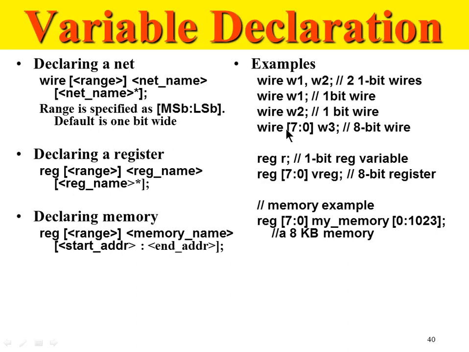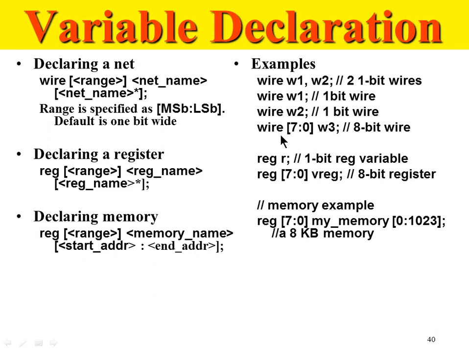If you say wire 7 down to 0, W3, it means W3 is an 8-bit wire. 7 down to 0 means 8 bits. 7 is the MSB, left hand side, 0 is the LSB, right hand side. This is an 8-bit wire. If you declare a register, how do you declare that? Reg R. R is a single bit register. If you declare a register called vreg, reg 7 down to 0, vreg is an 8-bit register, 7 down to 0.